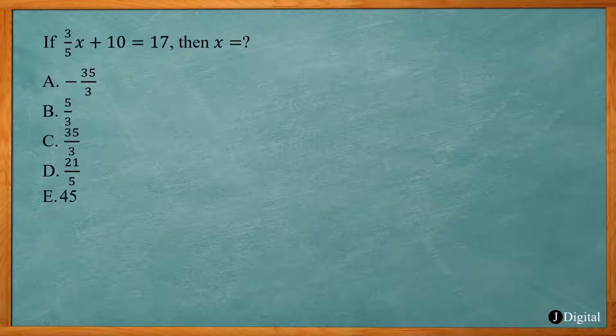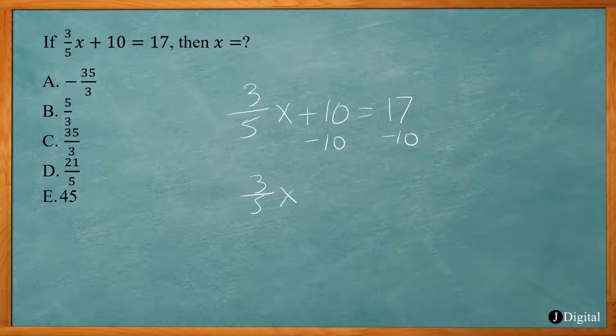So this one says if 3/5 x plus 10 is equal to 17, then x is equal to what? Alright, so this one's slightly different. You gotta deal with a fraction. Okay, when you're dealing with fractions, you're gonna end up using the reciprocal of the fraction. So here I want to subtract 10 from both sides. So 3/5 x is equal to 7. Now get rid of the 3/5, I'm gonna multiply by the reciprocal, which is 5 over 3. Just flip it over.